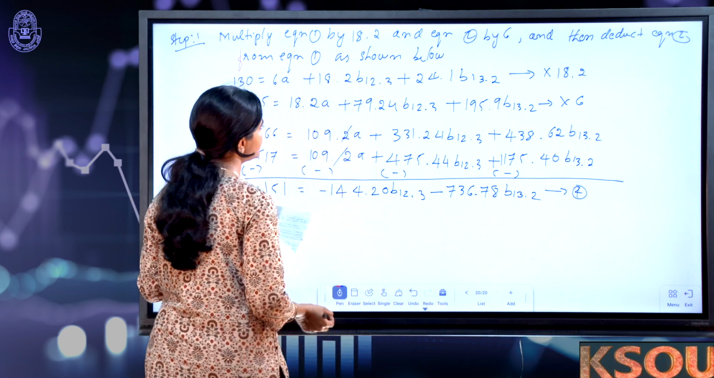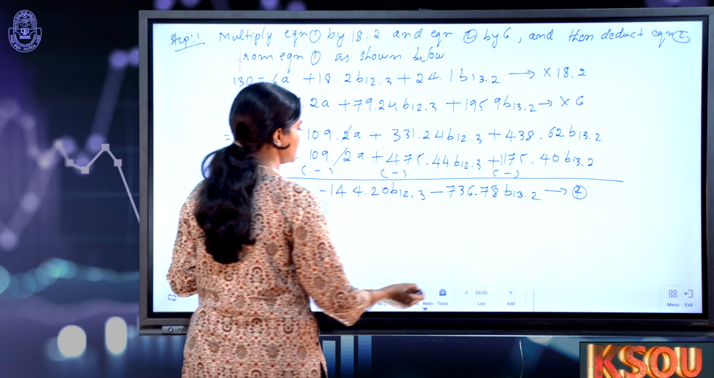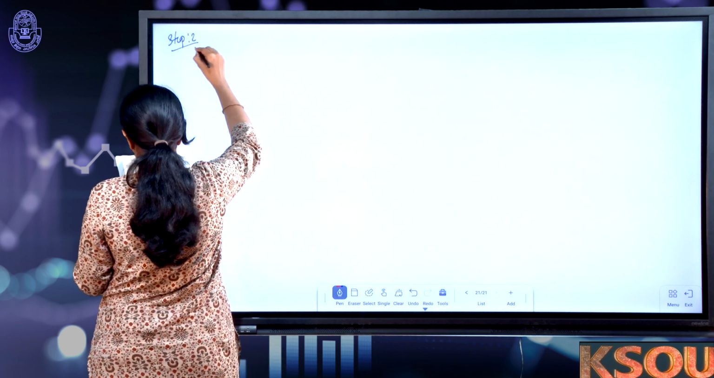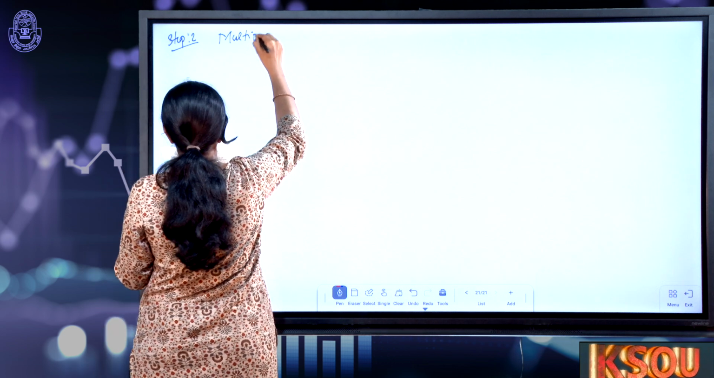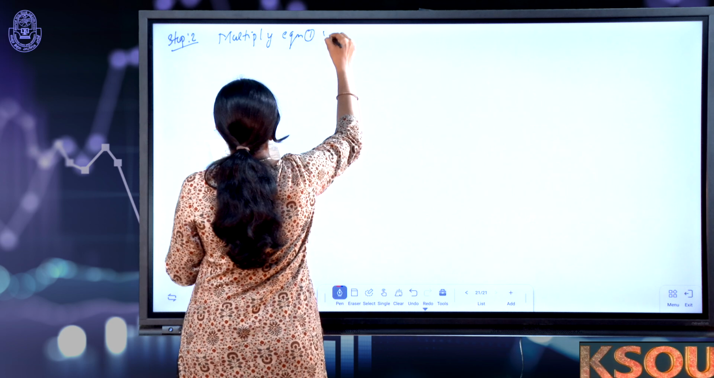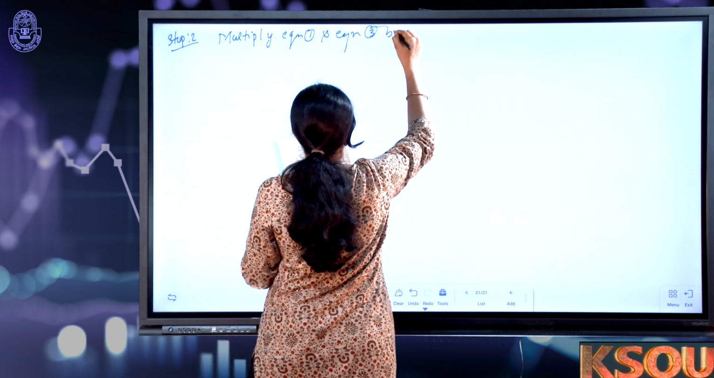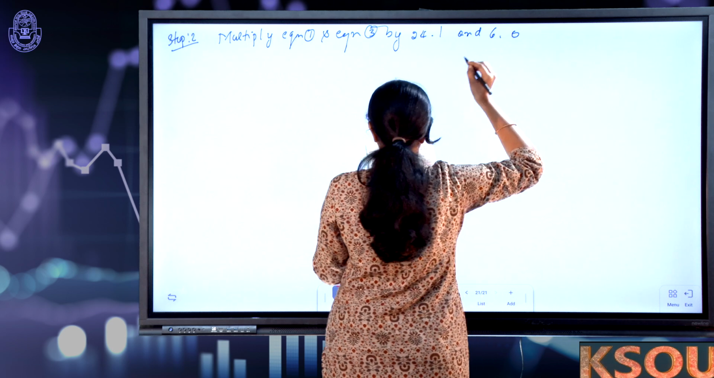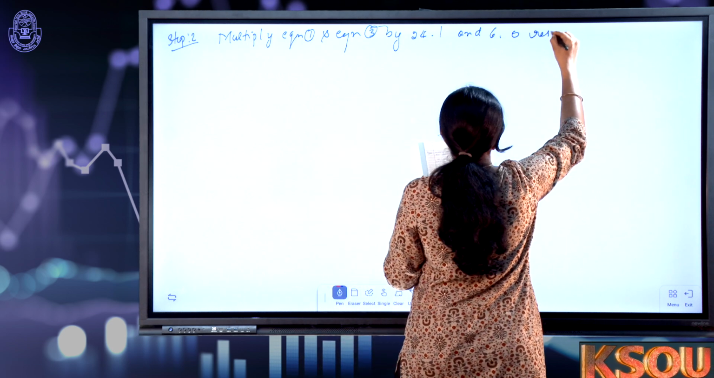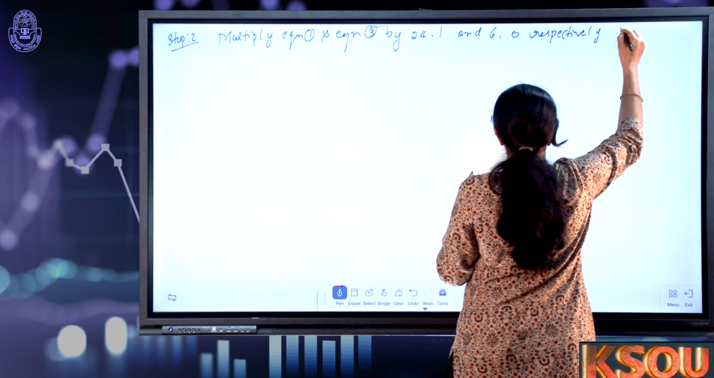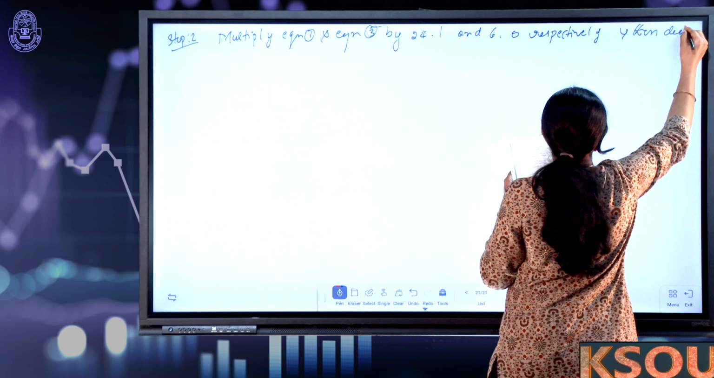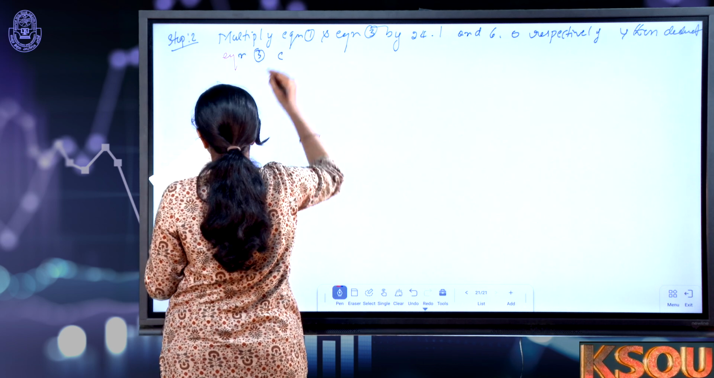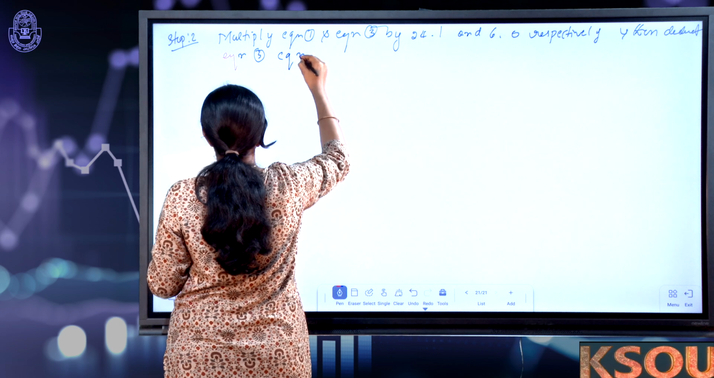Similarly, you can take equation 1 and 3. For step 2, multiply equation 1 and equation 3 by 24.1 and 6 respectively, and then deduct equation 3 from equation 1.